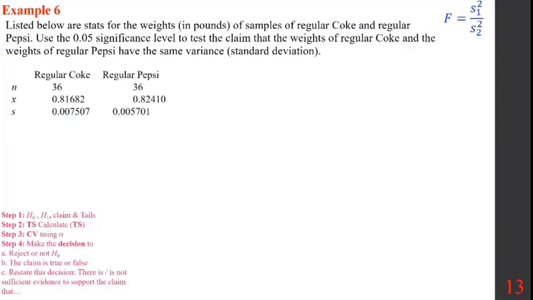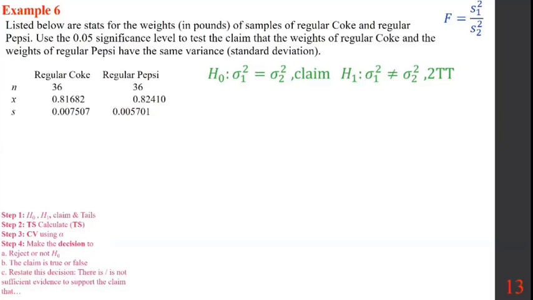Look at S. S is 0.007507 for regular Coke, and it's 0.00570001 for regular Pepsi. Because the Coke is larger, we choose that as the first group, and we write the test of hypothesis with the first one. H0: sigma 1 equals sigma 2, or sigma 1 squared equals sigma 2 squared. Same variance or standard deviation. Either one is fine. And that's the claim, and they are not equal. That would be the one we are looking at.